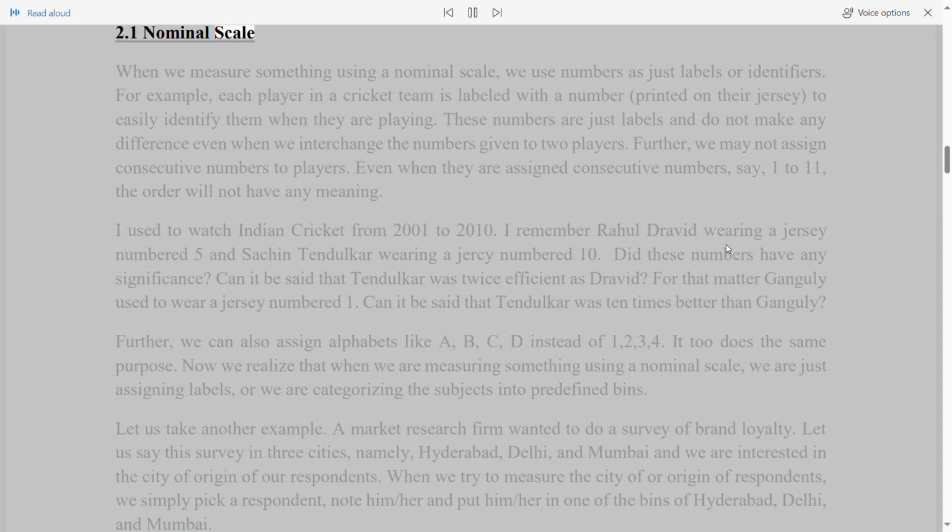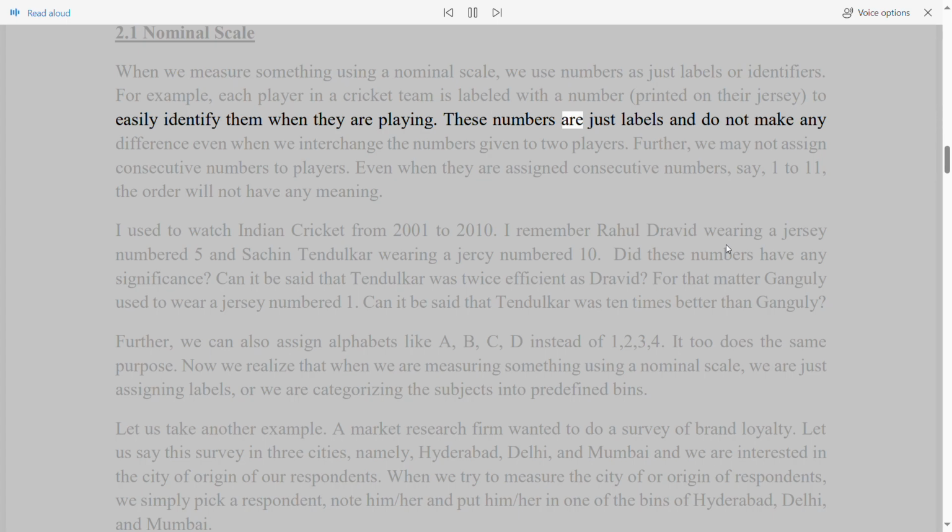2.1 Nominal scale. When we measure something using a nominal scale, we use numbers as just labels or identifiers. For example, each player in a cricket team is labeled with a number printed on their jersey to easily identify them when they are playing.